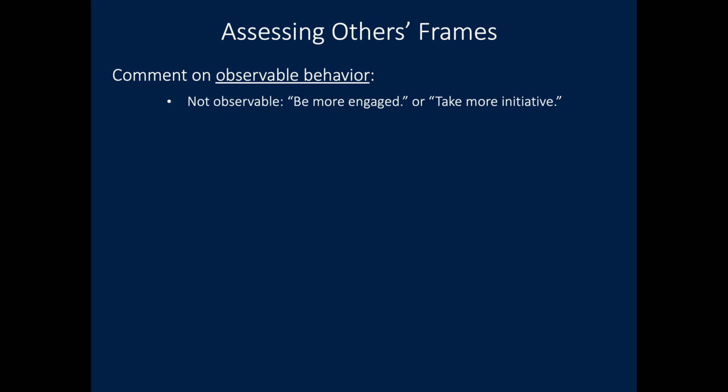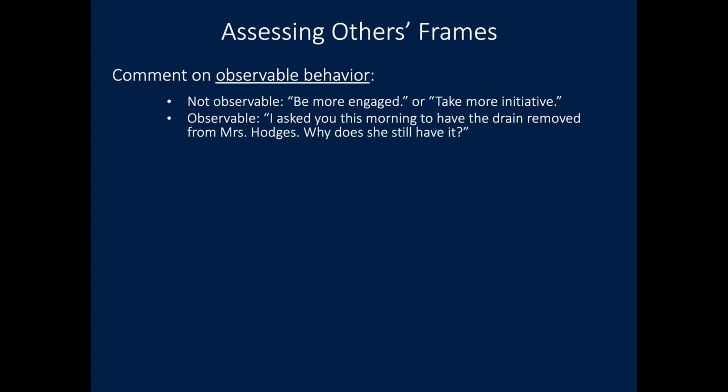So instead, you've got to comment on observable behavior. So, for example, a physician might say, I asked you this morning to have the drain removed from Mrs. Hodges. Why does she still have it? Okay. So there's a temptation here. There's a temptation on the part of the attending to be like, wow, this person doesn't take initiative or doesn't listen. Why would they not do something when I asked them 6 hours ago to get it done? So some of those temptations are really reasonable. But what we've got to do here is pause, take a step back, and check the learner's frame.